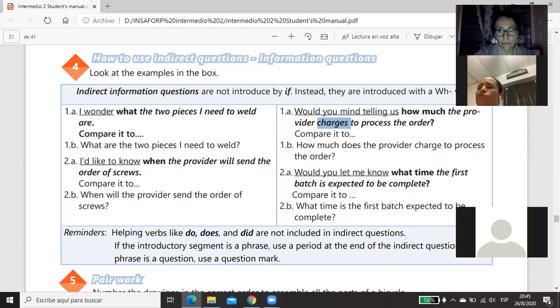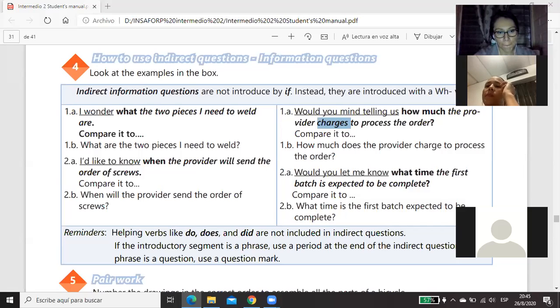For example, I ask you about your son or daughter. Okay. For example, what time does your son finish school? All right, this is a direct question, right? What time does your son finish school? All right, now let's make it an indirect question. Please, introductory phrase, and pay attention to the chat. Everything is in the chat right now.